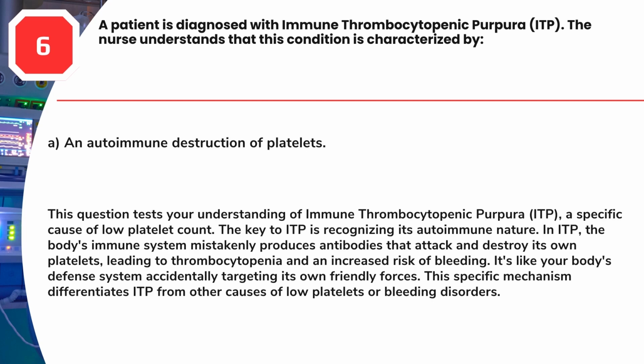Answer, A. An autoimmune destruction of platelets. This question tests your understanding of immune thrombocytopenic purpura, ITP, a specific cause of low platelet count. The key to ITP is recognizing its autoimmune nature. In ITP, the body's immune system mistakenly produces antibodies that attack and destroy its own platelets, leading to thrombocytopenia and an increased risk of bleeding. It's like your body's defense system accidentally targeting its own friendly forces. This specific mechanism differentiates ITP from other causes of low platelets or bleeding disorders.